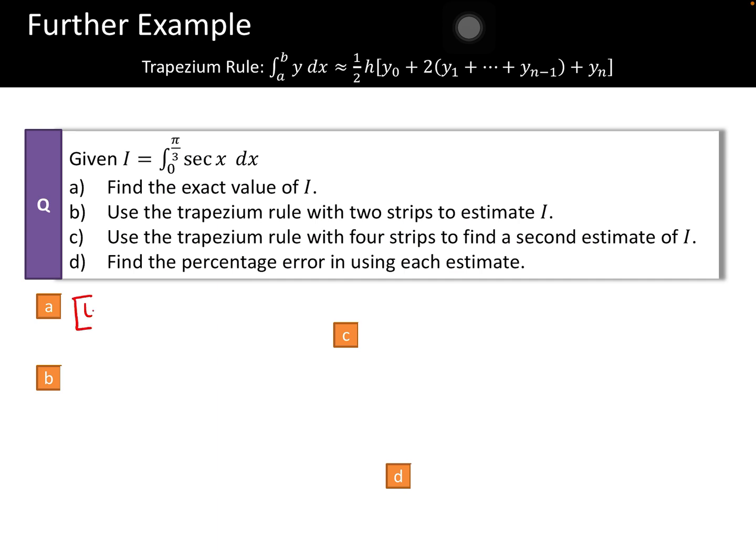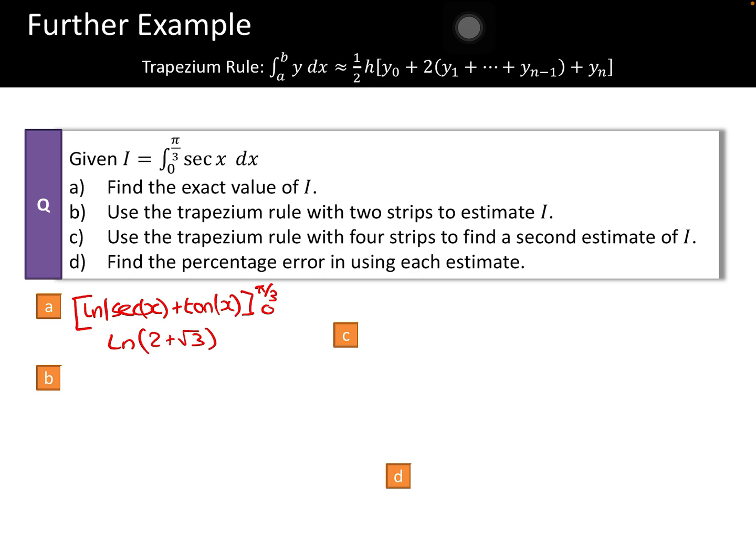So it will be log natural sec x plus tan x. Okay, straight out of the formula book, that one, between pi over 3 and 0. Sub in and subtract, and we should get to log natural of 2 plus root 3. Okay. Shouldn't be anything too difficult with that. Obviously, they might make this a bit more complicated: you've got to integrate.